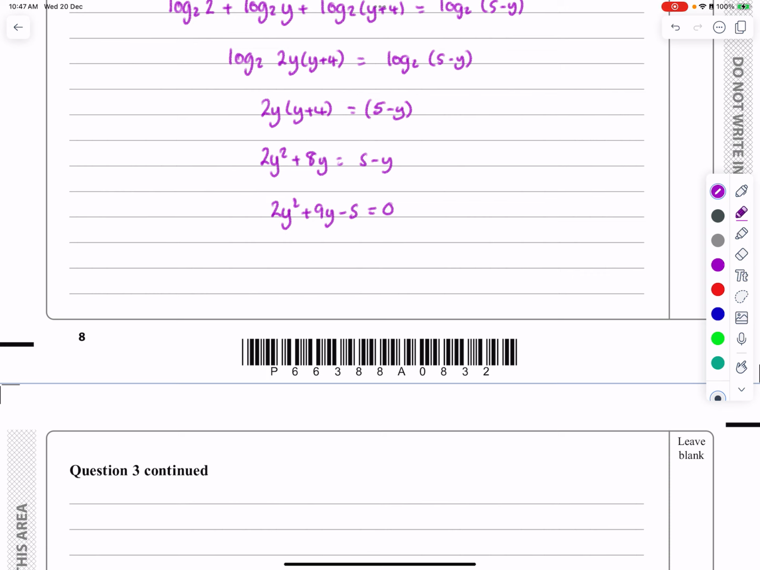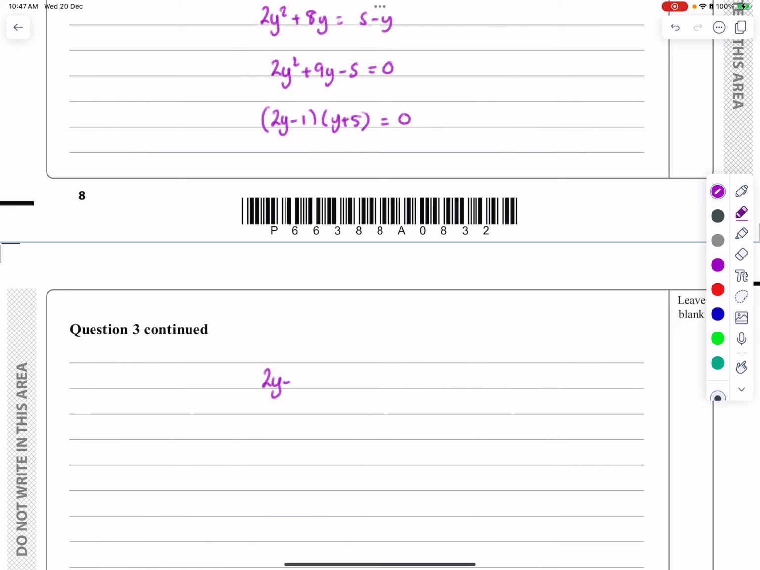It doesn't have to. You can use the quadratic formula, but I'd certainly have a go at factorising first of all. If you're struggling with how to factorise one of these quadratics where that number is bigger than 1, then go and have a look on my channel elsewhere where I show you how to factorise quadratics. So doing that is going to give me 2y minus 1 equals 0, or y plus 5 equals 0, which is going to give me y equals a half, or y equals minus 5.